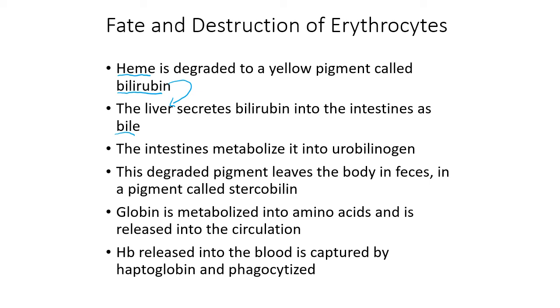Once it's released into the intestines when we have fats in our diet, some of the bilirubin gets converted into urobilinogen. Some of the bilirubin is going to be converted into stercobilin. Stercobilin is going to be a component that gets lost in the feces. Again, this is going to create some of the coloring to the fecal matter itself as well within the body.